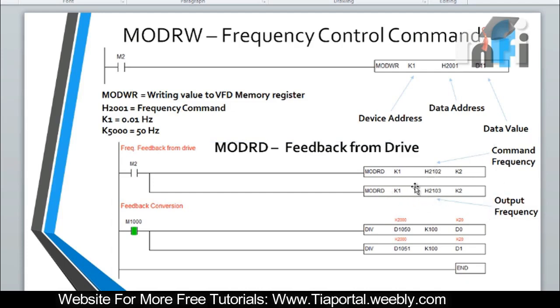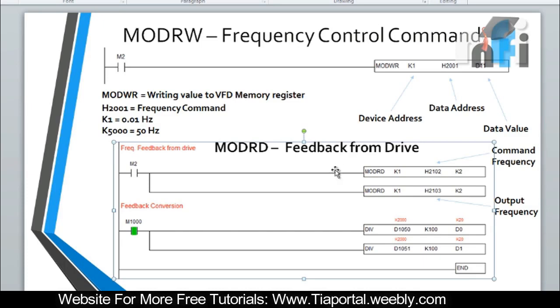We can read that, and by default these values will be stored into 1050 and 1051 because we are reading that. We haven't mentioned the data register here, but for the PLC, if you read the PLC manual, if you are reading 2102, that will automatically be stored into 1050 and 2103 into 1051. That is by default. That's why I have divided this by 100 to get the exact value here.